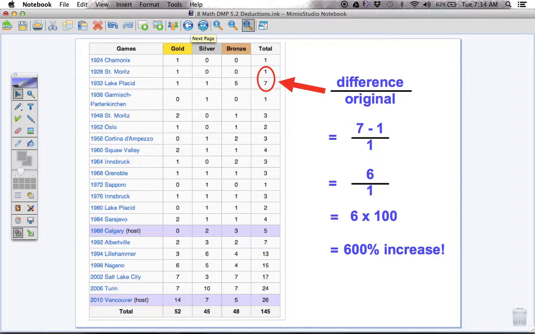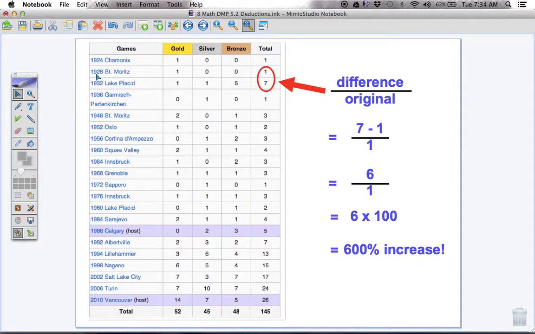We can also make a deduction based on the rate of change. So when I was looking at the data, I noticed that between 1928 and 1932, there's this huge jump from 1 medal to 7 medals, which is pretty incredible. So let's do the rate of change. The numerator is the difference, and in this case, it's 7 minus 1, which gives us 6, divided by the original. The original was 1.